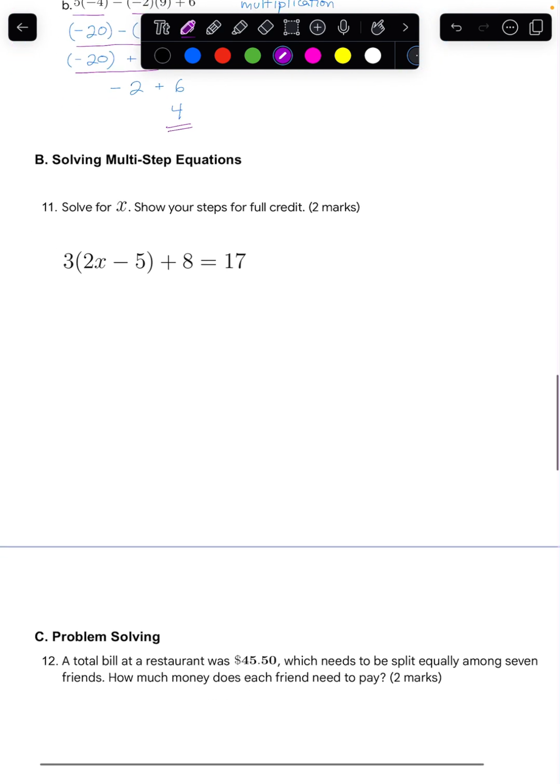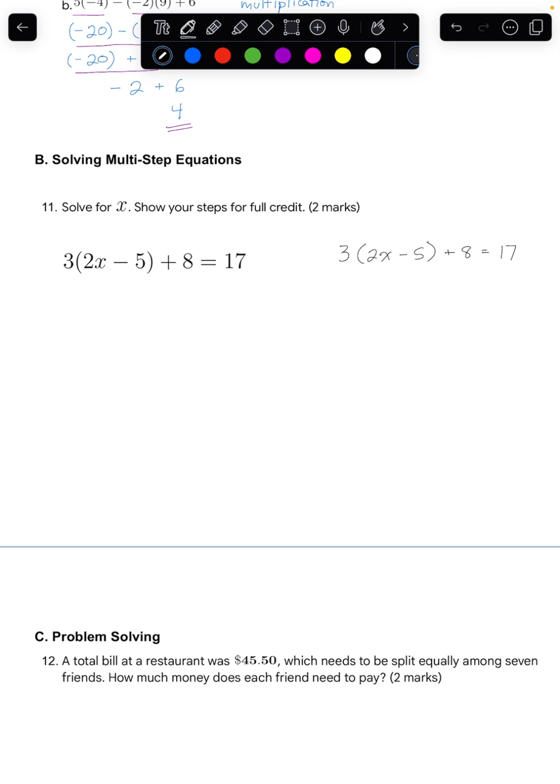Next. Number 11, it says solve for x, show your steps for full credit. Ooh, there's a couple ways we can do this one. I'll do it both ways. So I'll write this out again. 3 times 2x minus 5 plus 8 equals 17.